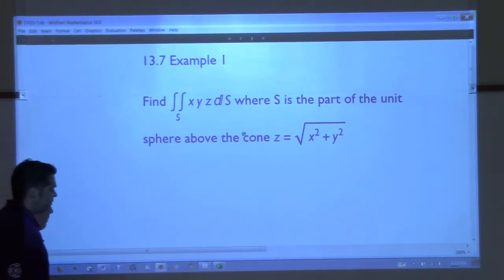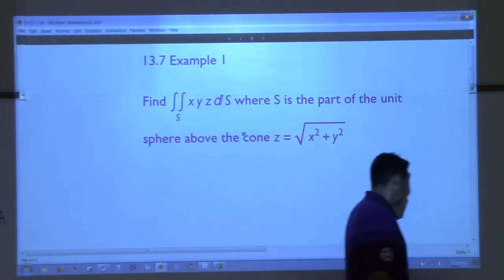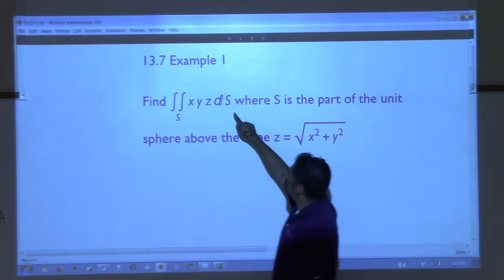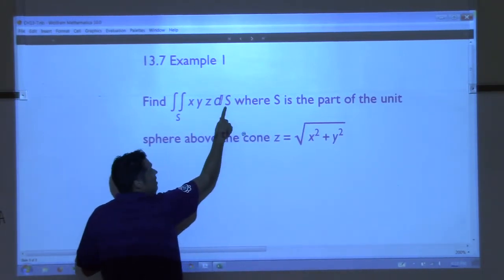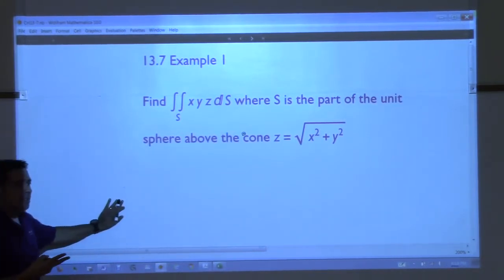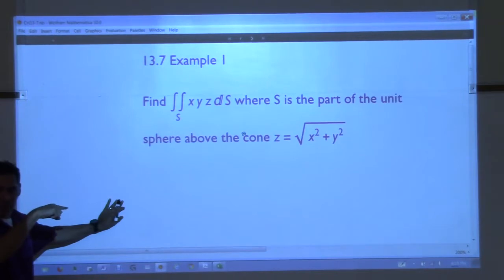So here's your first example. Find the double integral over S of xyz dS. We've now seen a lot of this notation change, right? We've seen dx, then we went to dA, dV, and d little r with the vector on it. That was the work integral. Now we're seeing d capital S.